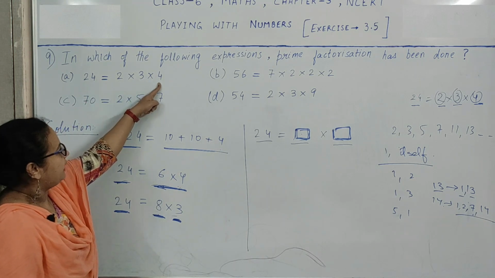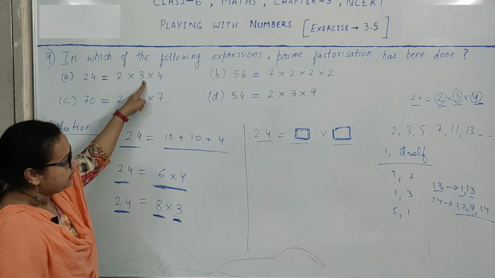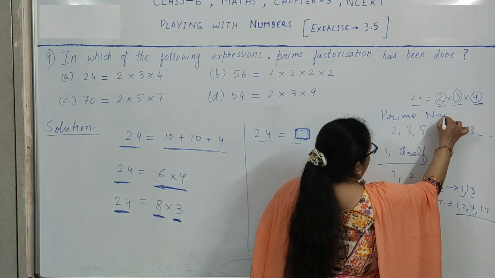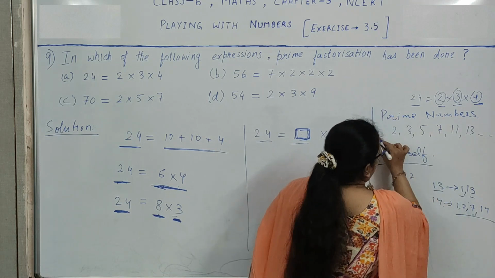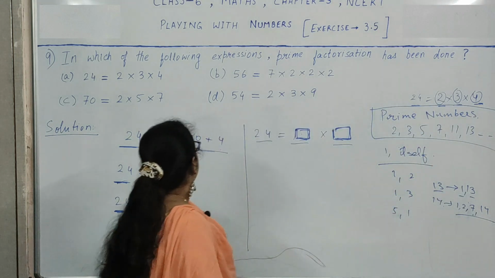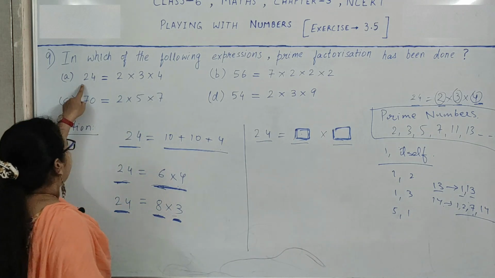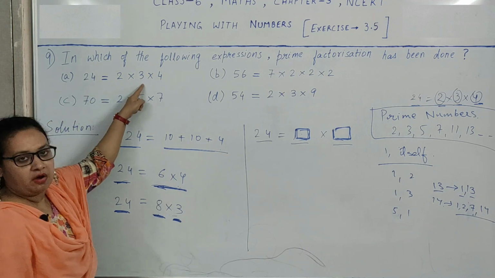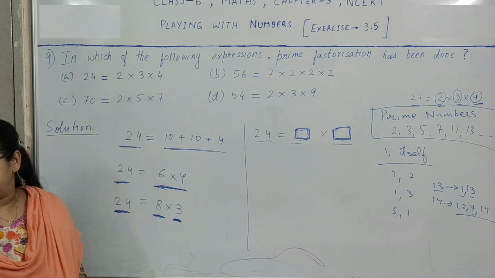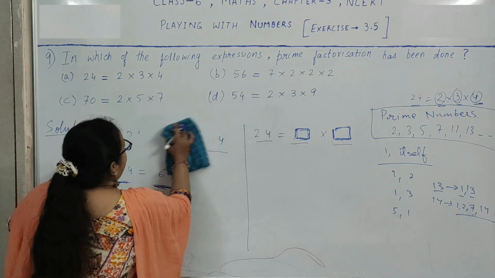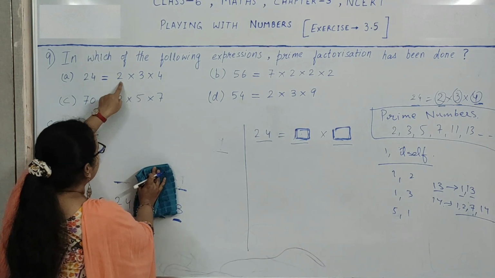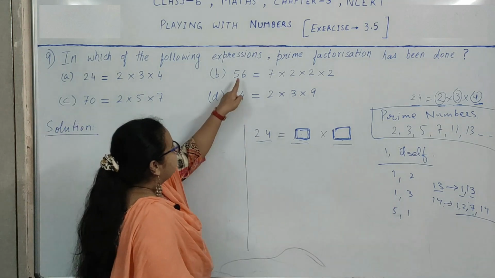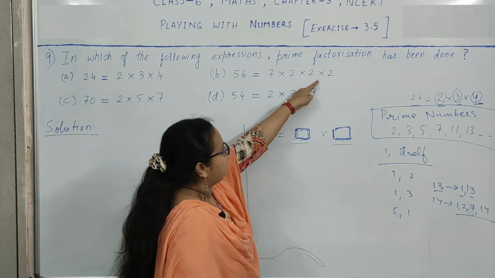4 is not a prime number, right? 4 is a composite number. 2 and 3 are prime numbers. See, I have written here prime numbers. Here 4 is not a prime number, so 24 is not prime factorized, or we have not done the prime factorization of 24. Prime factorization of 24 is not done because the factors 2 and 3 are prime, but 4 is not a prime number. Understood?